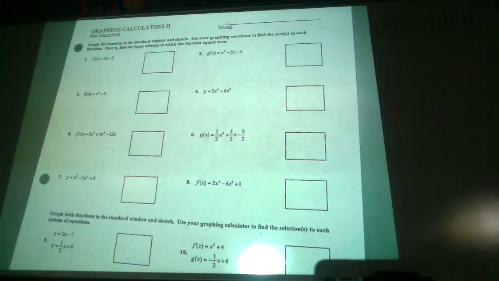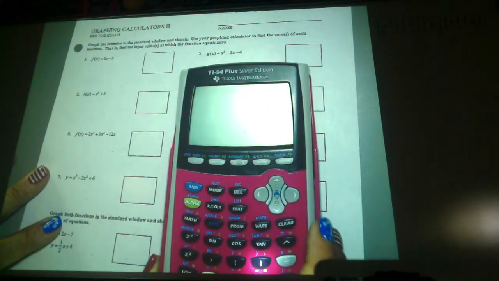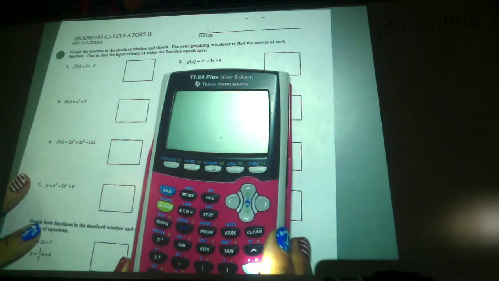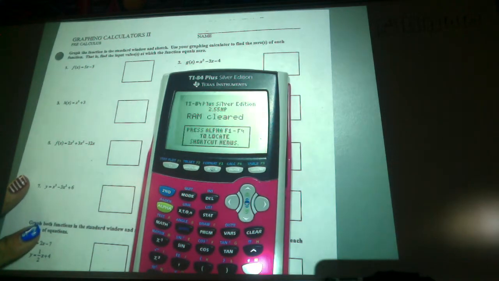So this is the review for the Calc 2 review sheet. We'll do the Calc 1 another day. But let's start off. Here's your calculator. The first thing I want you to do on your calculator is make sure that your table set is correct. So turn your calculator on.